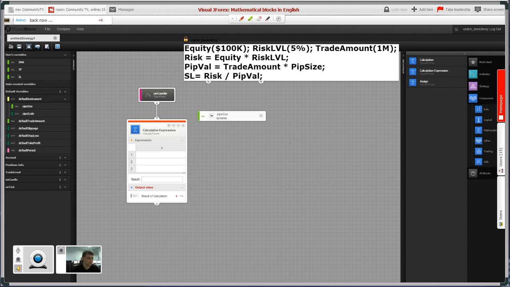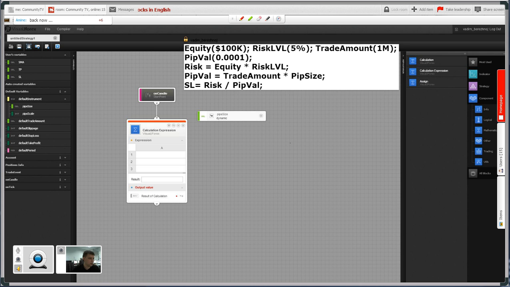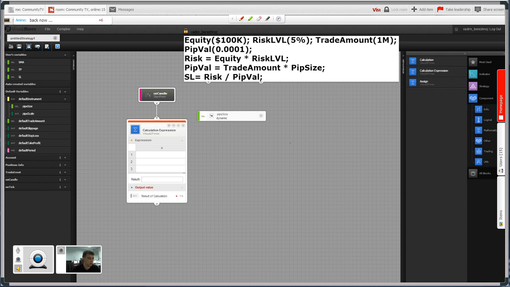Here we go. Aha, I forgot that pip value also our constant. That would be we calculating that risk on Euro USD default currency. That would be 4th digit. That's what we are going to calculate.